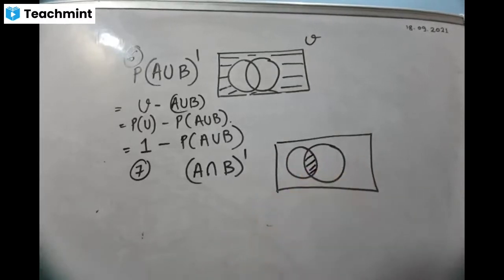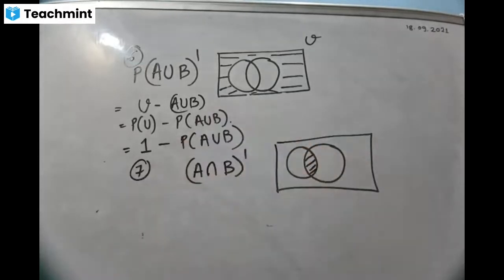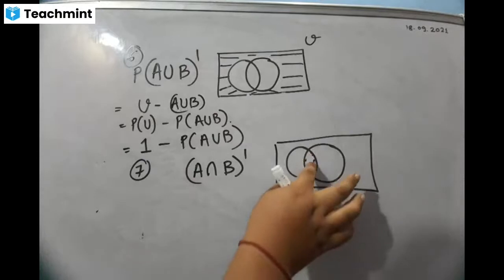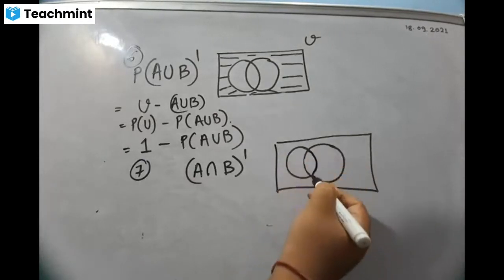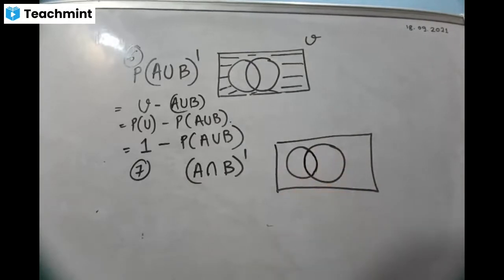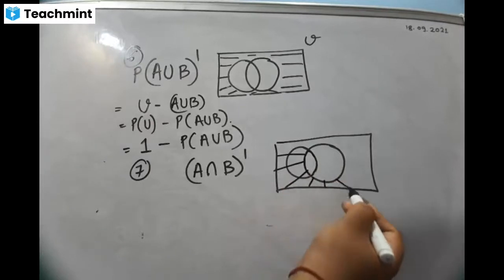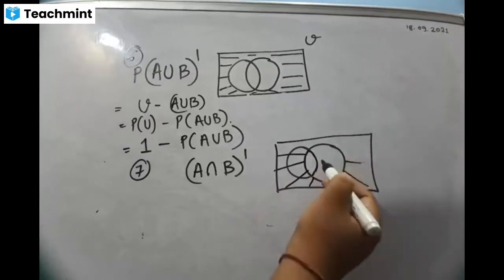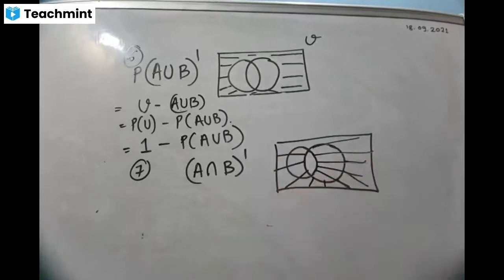A intersection B is this. So exclude this, everything, that becomes your A intersection B complement. Suppose if I just exclude this part, A intersection B complement means leaving this, everything around. This entire thing, only leaving this part, will be your A intersection B complement.